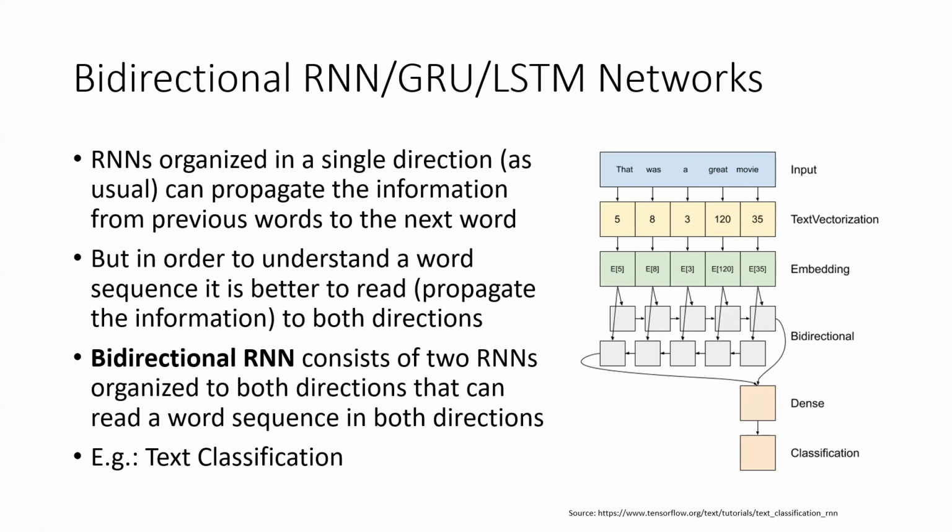So when you want to get an understanding of a certain sentence, it's not enough to read from left to right, right? Sometimes you may have to go from right to left as well in order to understand the sentence better. So that is the idea of using RNN networks in both directions. It can understand better when it comes to getting the meaning of a sequence.